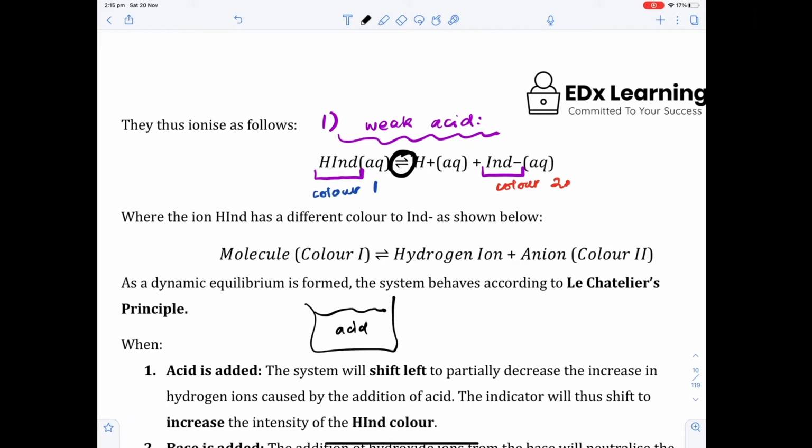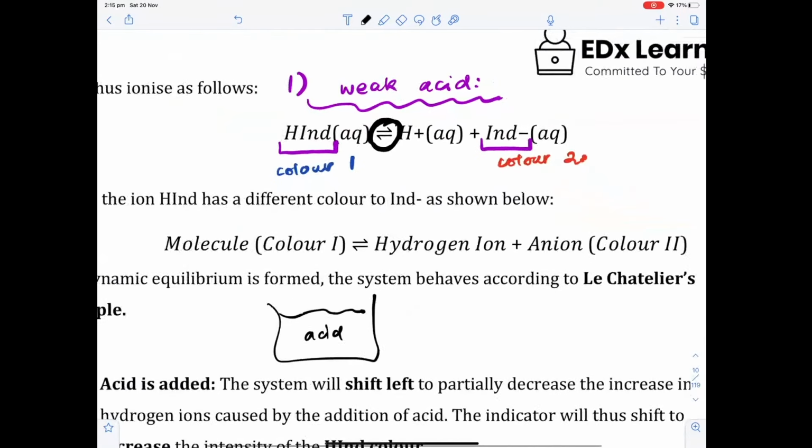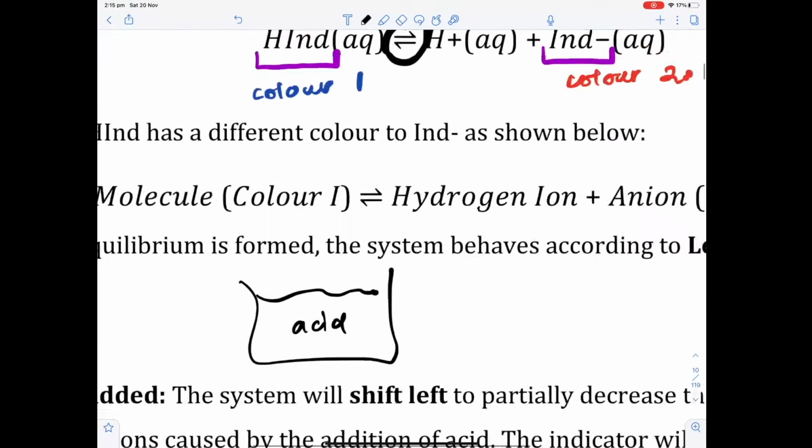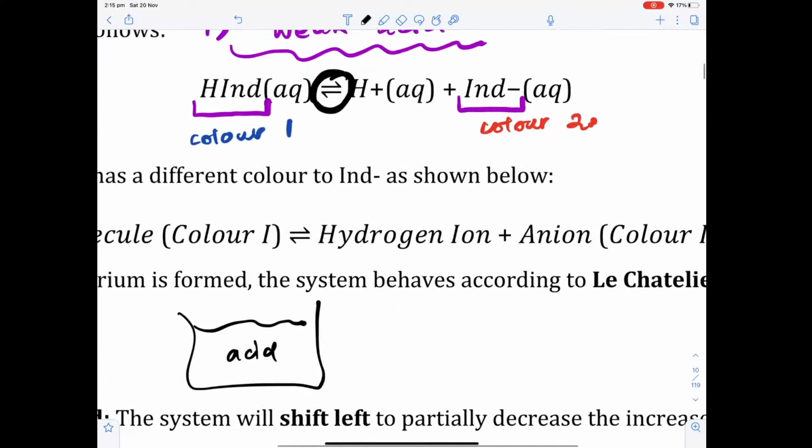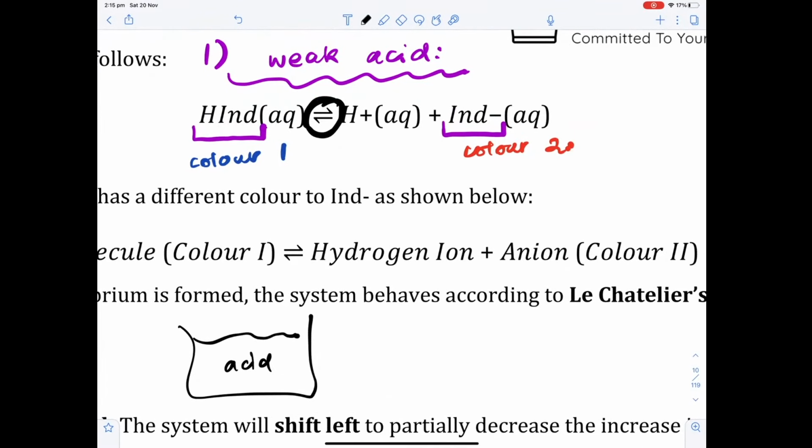So when you add this indicator into a solution of acid, what color will the indicator become? And Luca, I want you to think about this too. I'll ask you as well what color after. There we go. Bluish. Okay. Why do you say that, Rabab?